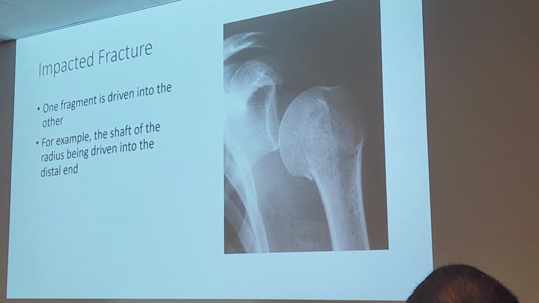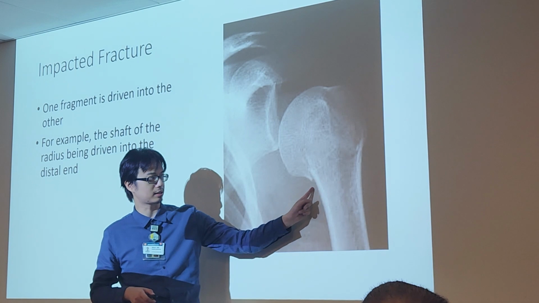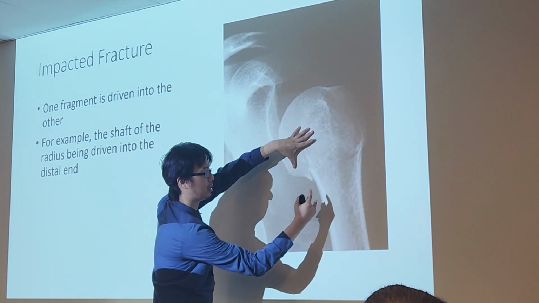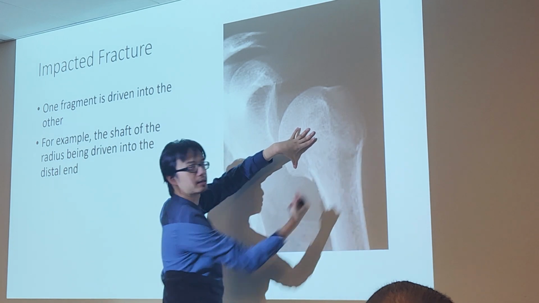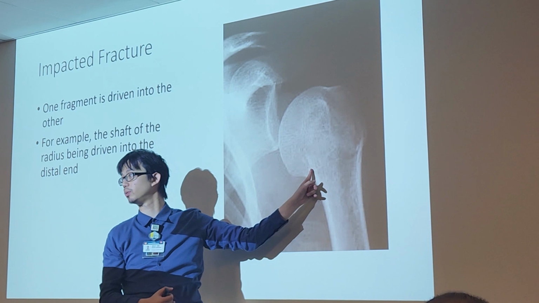The cortex actually breaks. Where is it? So, do you see this break in the cortex right here? How it's white here? So, this fragment got shoved in like that. You can actually see this cortex go further in than it's supposed to.